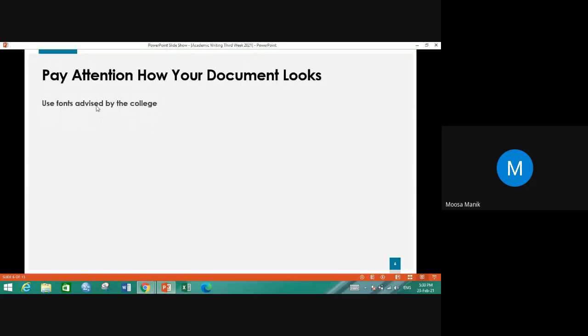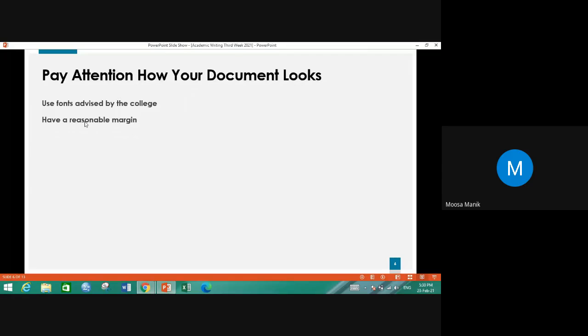Use fonts advised by the college. Now, in Villa College, what's the font size? 12 points. Yeah, font 12.